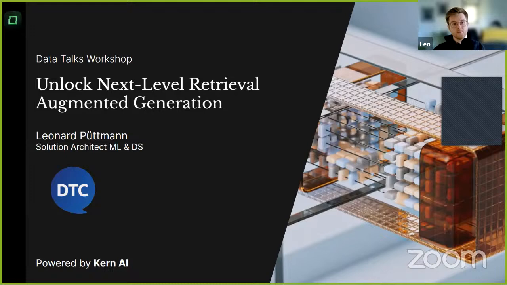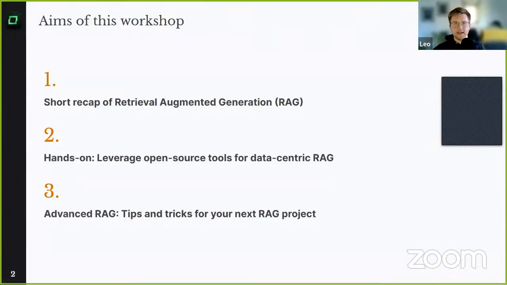Right. Today we're going to talk about how you can unlock next level retrieval augmented generation. The aims of the session today are that we first recap what retrieval augmented generation is and why we even need a next level RAG approach, why we need something that we call data-centric retrieval augmented generation, and what the common pitfalls are that arise during these RAG projects.